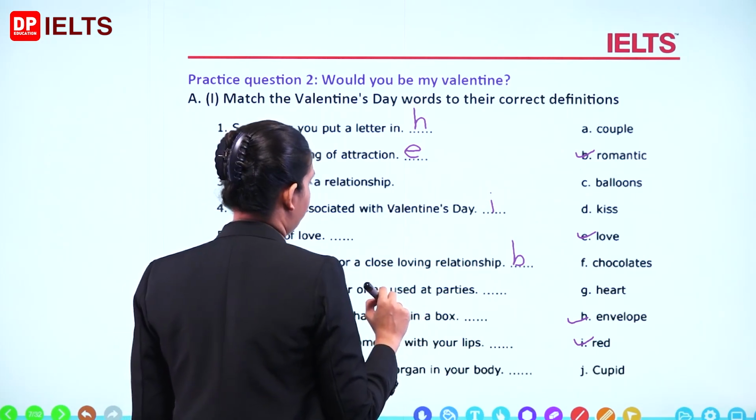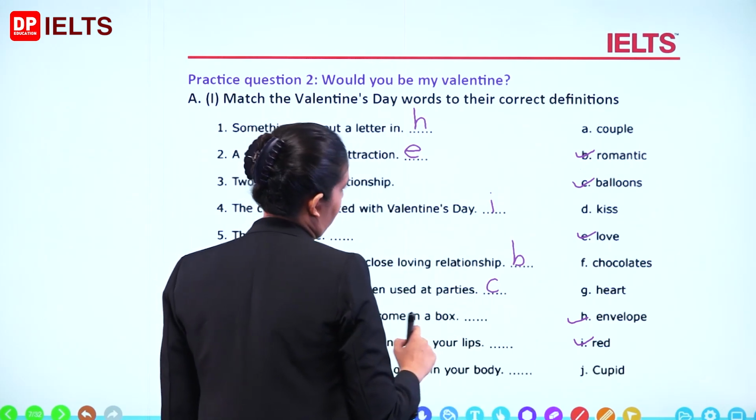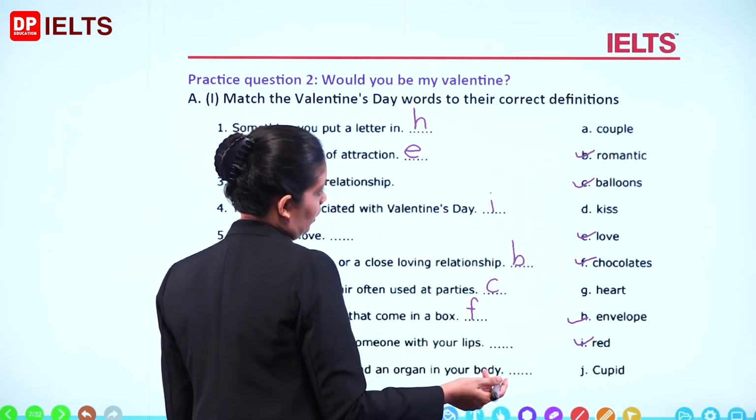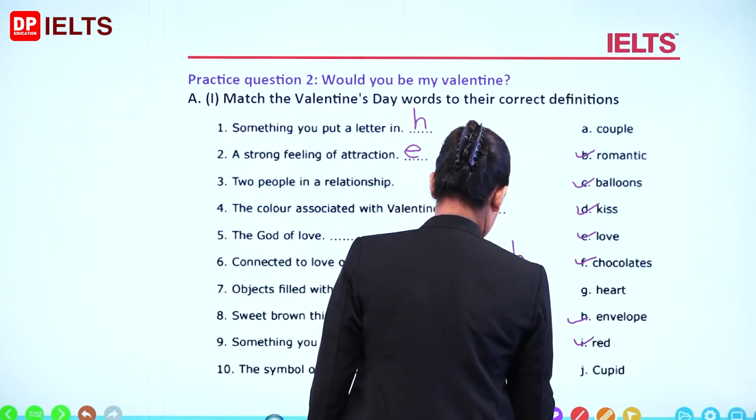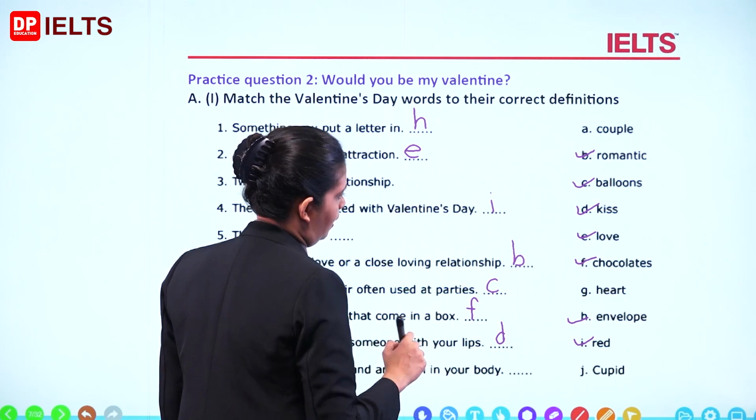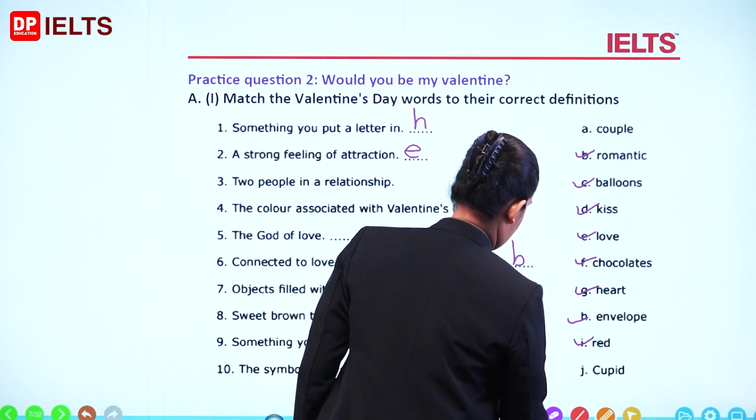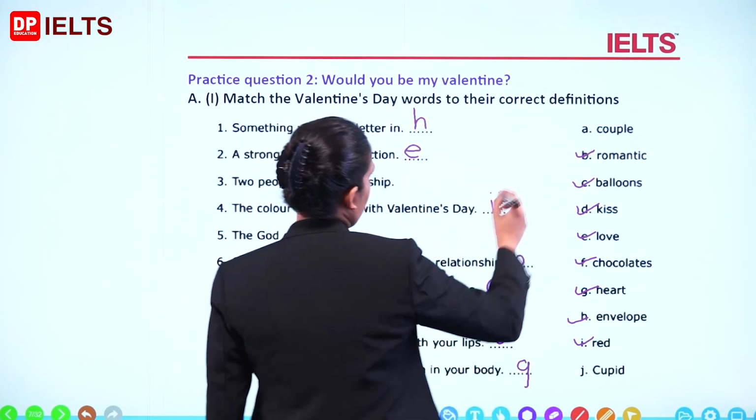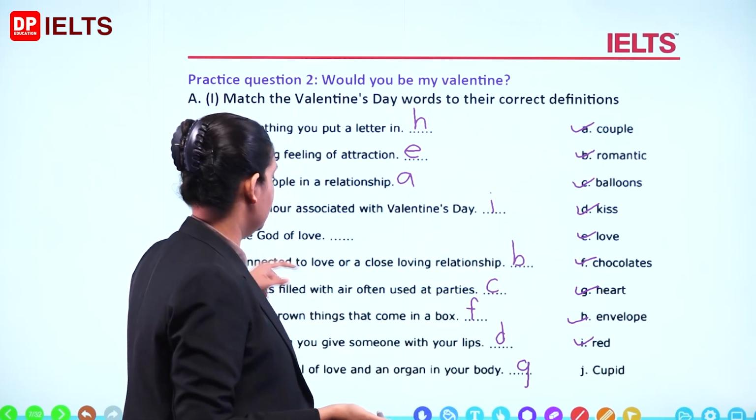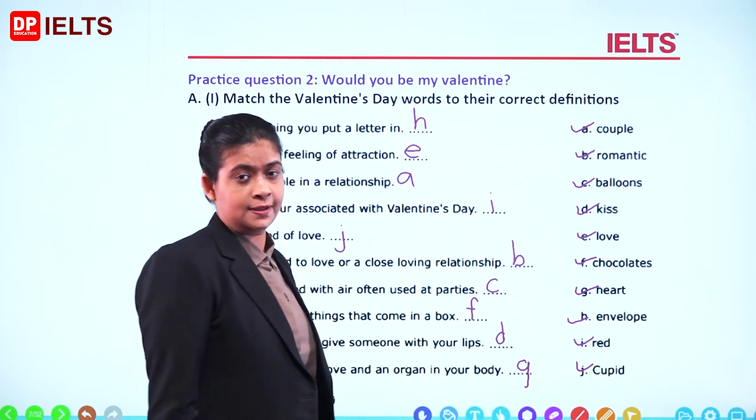Objects filled with air often used at parties. Balloons. Sweet brown things that come in a box. Chocolates. Something you give someone with your lips, a kiss. The symbol of love and an organ in your body, heart. Two people in a relationship, couple. Now you know what Cupid is, right? The god of love. Okay, so I've used all the words.